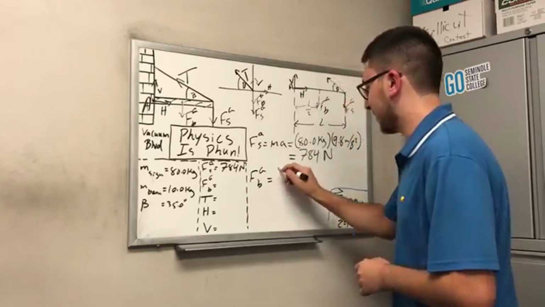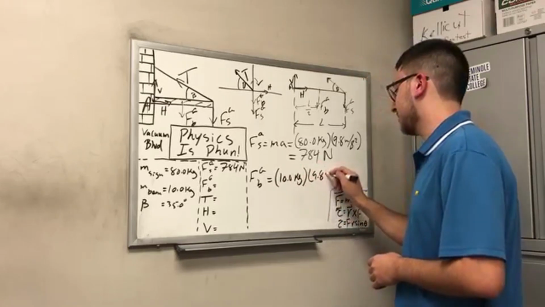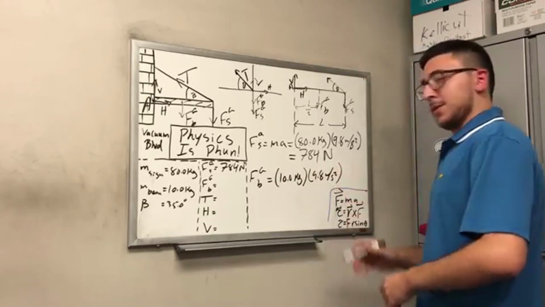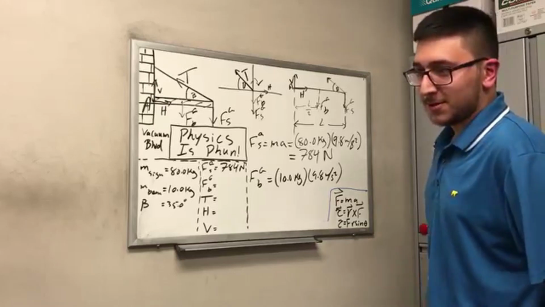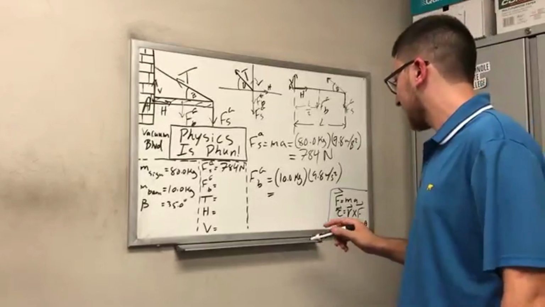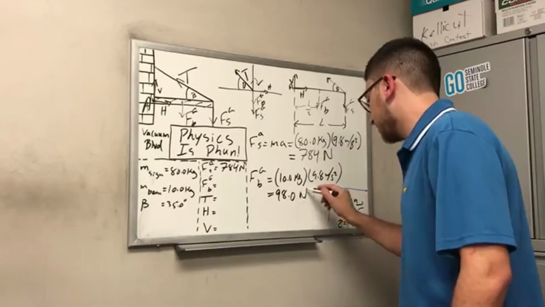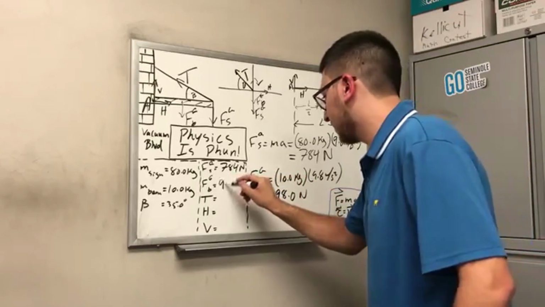It's 10.0 kilograms. What a great formula, MA. It's life-saving. I would say physics is F equals MA. That's it. And we don't need a calculator. That's 98.0 newtons. We can plug that in right here.